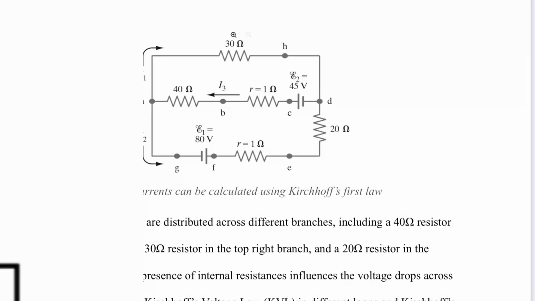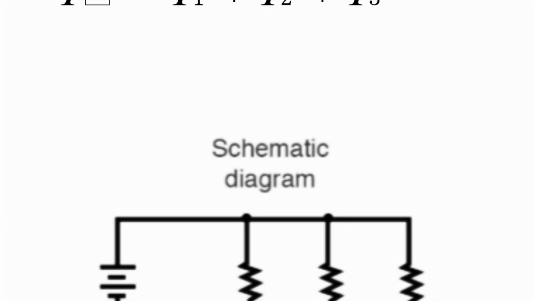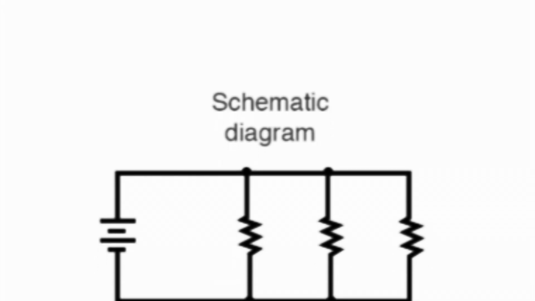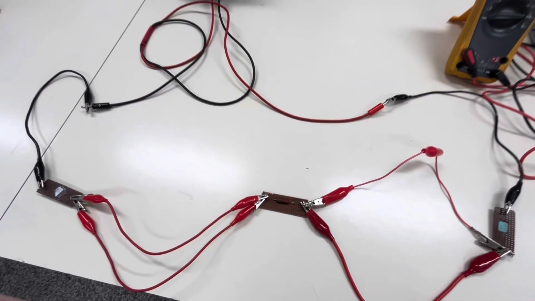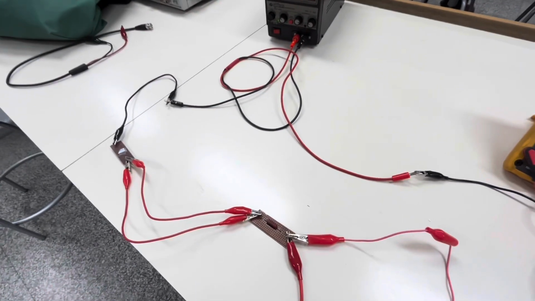I built a 3-resistor circuit in parallel to test this law. All the resistors are 100 ohms and there is a 10 volt power supply. I aim to measure the current in each node of the circuit.